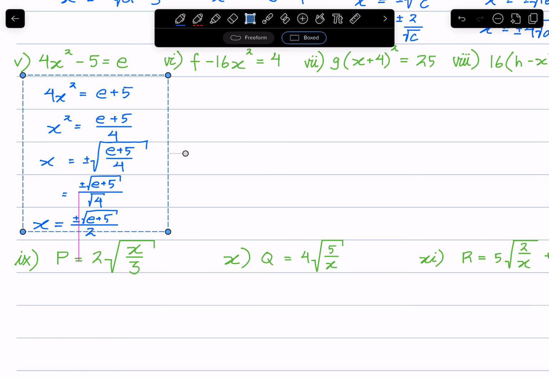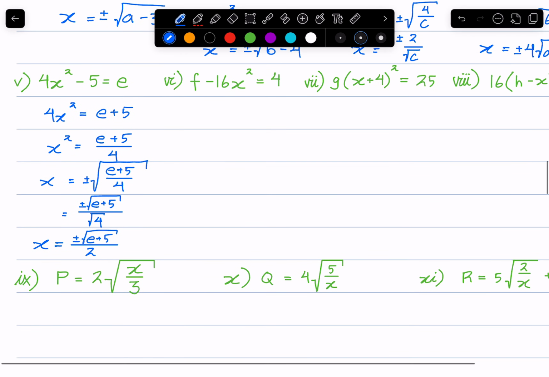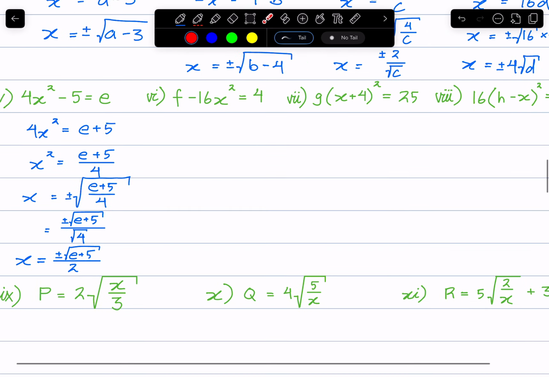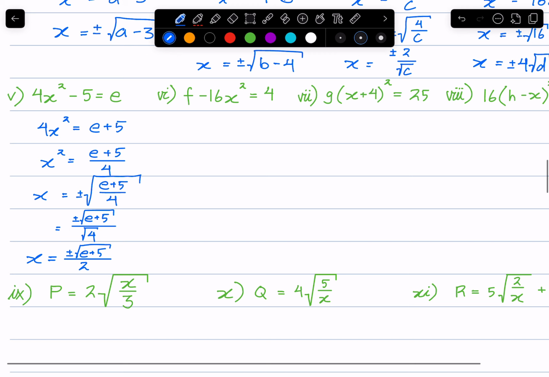At any time, you can pause and give this a go. And you'll see that with all of these, I'm making it so that you can practice this idea where the big square root actually splits into the numerator and denominator. Okay, so let's keep going here.